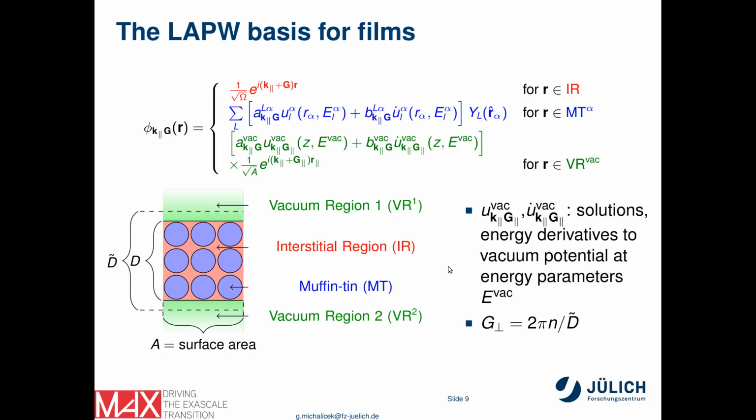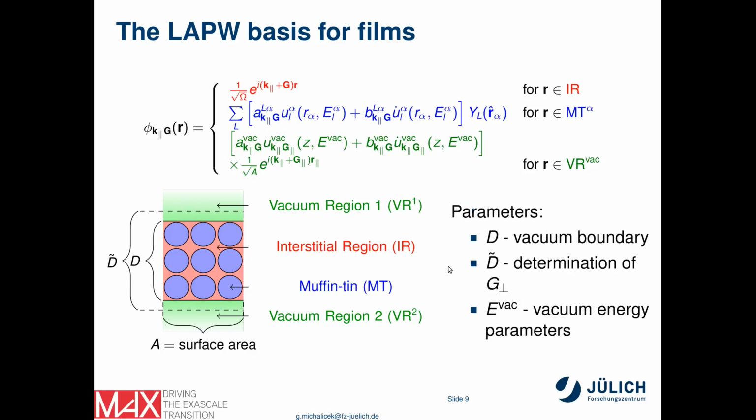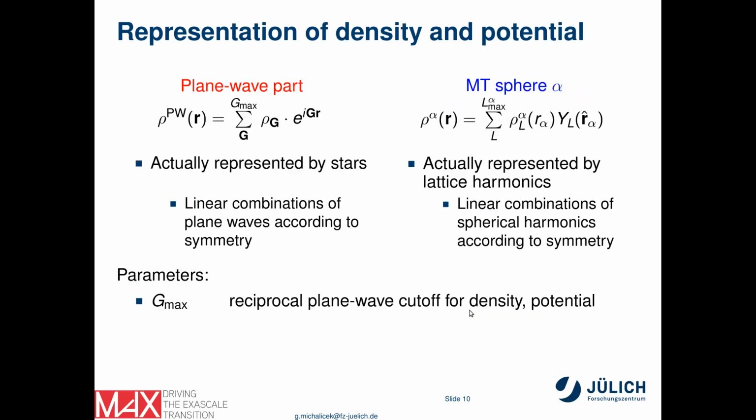And of course, we already saw that this film has a certain finite thickness that is provided as the parameter d, and there's also a parameter d tilde that you will see in the Fleur input, and this is actually a slightly extended film thickness that we use for the determination of the lattice vectors. And then there are also the vacuum energy parameters for the determination of these u and u dot functions. So now let us briefly discuss the representation of the density and the potential.